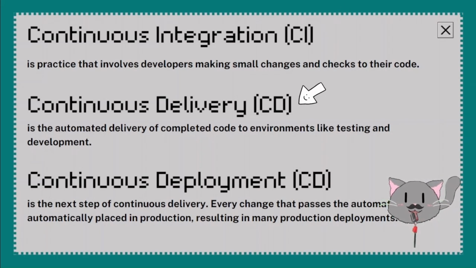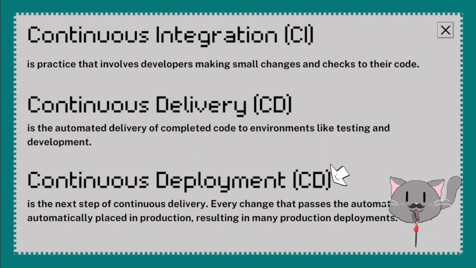So what is continuous delivery or CD? It is the automated delivery of completed code to environments like testing and development. CD provides an automated and consistent way for code to be delivered to these environments.